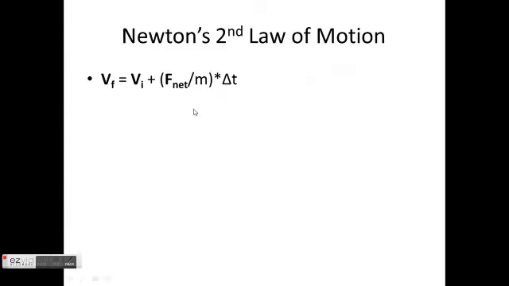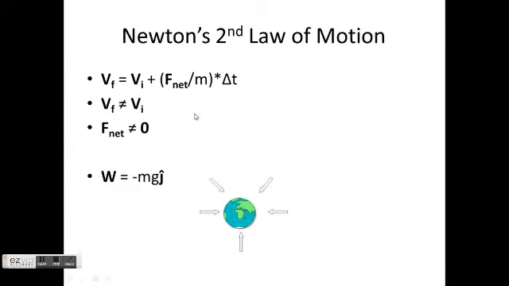Now let's look at Newton's second law of motion to see why the net force is not zero. We know that the final velocity is not equal to the initial velocity because the position versus time graph was not linear. And so we know that the right side of this equation must be non-zero, and more specifically the F net must be non-zero.